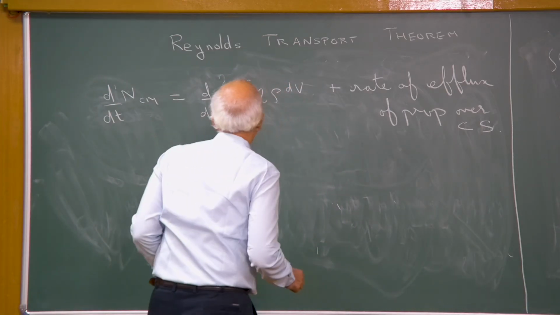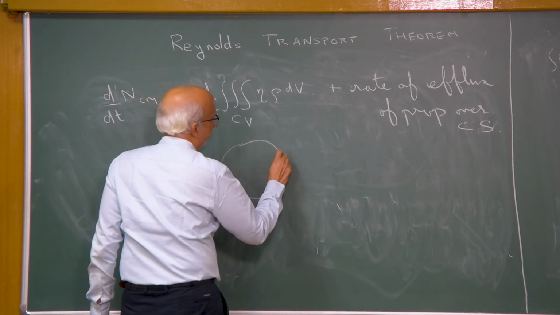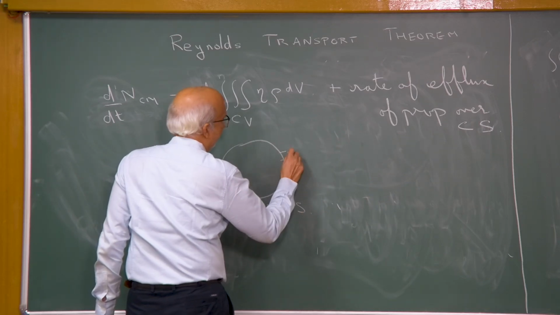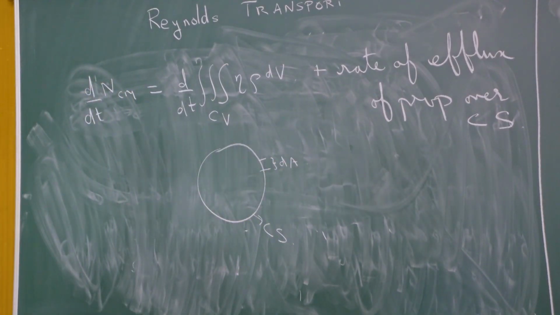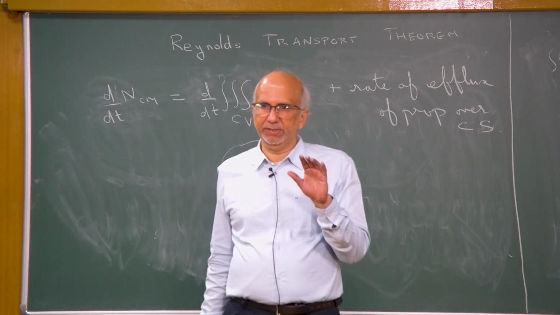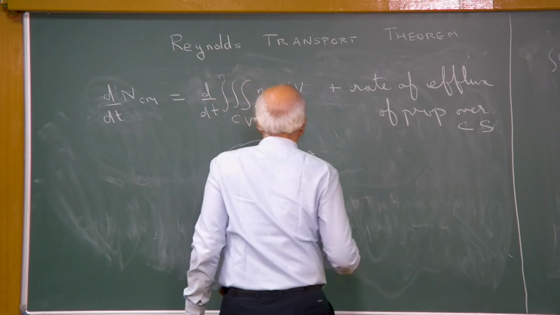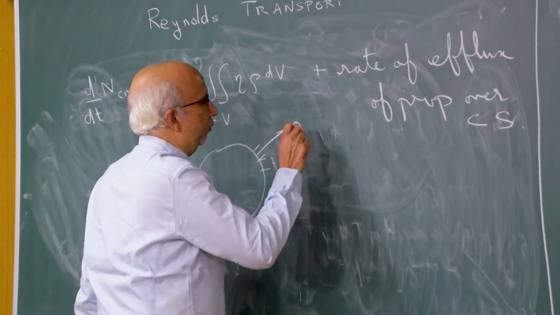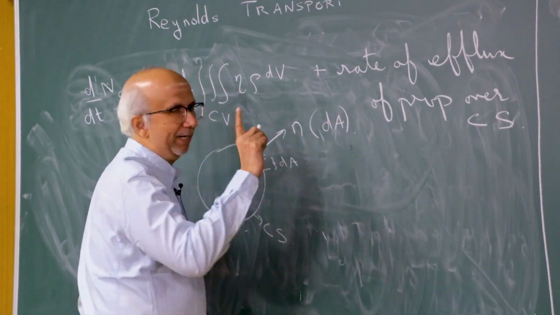Now, if you have a control surface, and you take an area element dA, dA is the area element and it is a vector. The direction of the vector is the direction of the outward normal. So, you look at this element, this is the direction of the outward normal, that is the direction of dA.